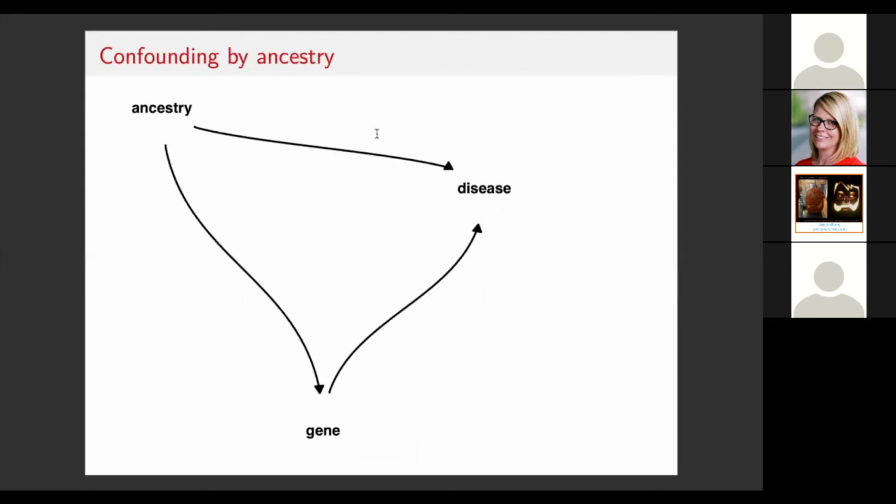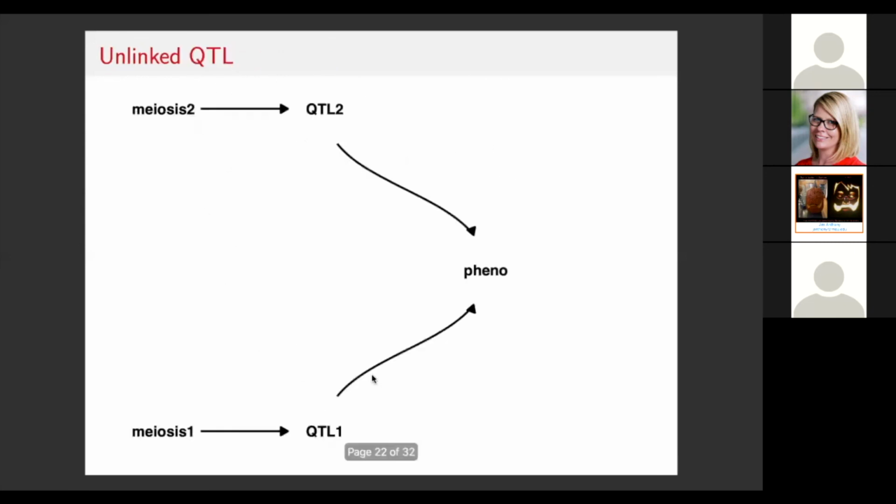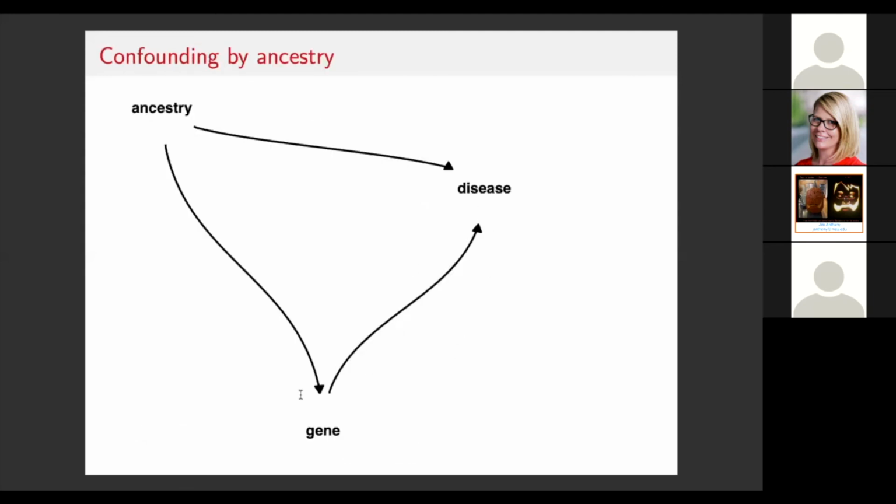So this is the example of confounding by ancestry. Here, there is a causal link between gene and disease, and the relationship between gene and disease is confounded by ancestry. This is not a causal link. This is an associative link. So in other words, if this link was absent, I might still see an association that is not causal.